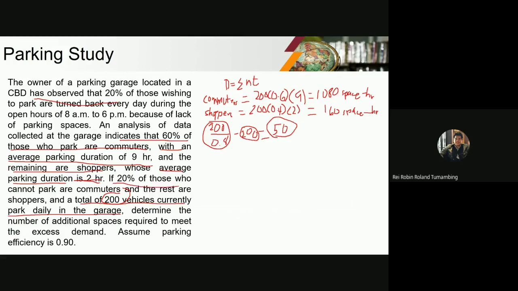Sabi dito, if 20% of those who cannot park are commuters and the rest are shoppers, okay, so ilan yung total space hour na hindi natin nasa-serve? Okay, so for commuters na hindi natin nasa-serve, that is equal to 0.2 times 50, then times ilang hours yung sa commuters, so 9 hours. Okay, 9 hours for the commuters. So this is 0.2 times 50 times 9. So that is 90 space hour. Then for the shoppers naman, na nata-turn away natin, that is 0.8 times 50 then times 2. Okay, 2 hours. So that is equivalent to 80 space hour.